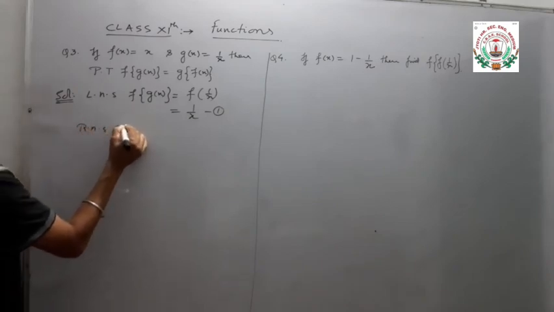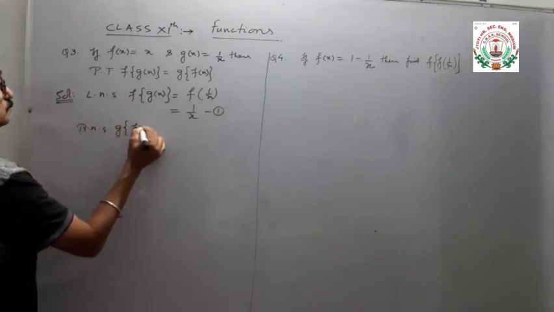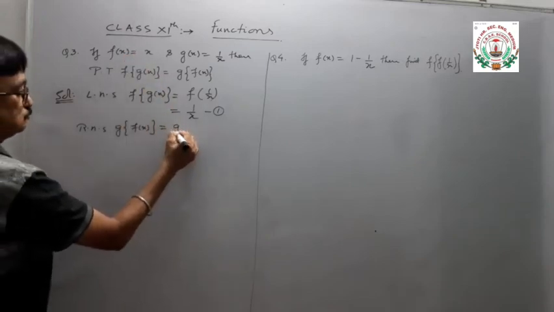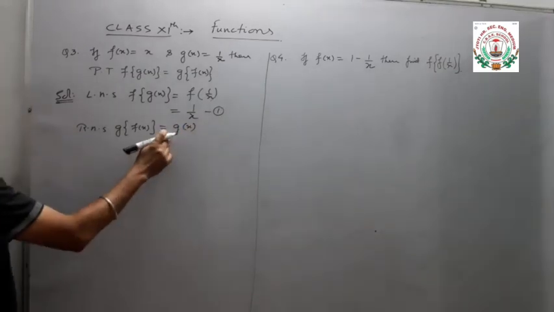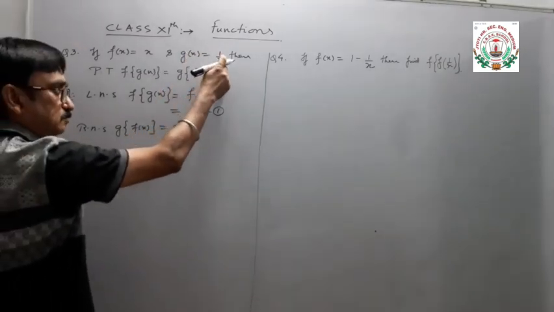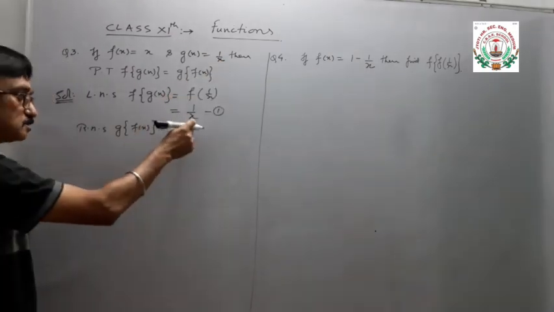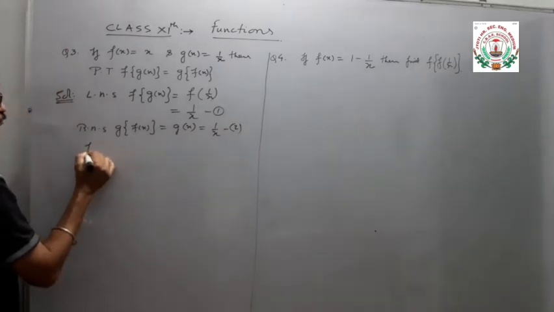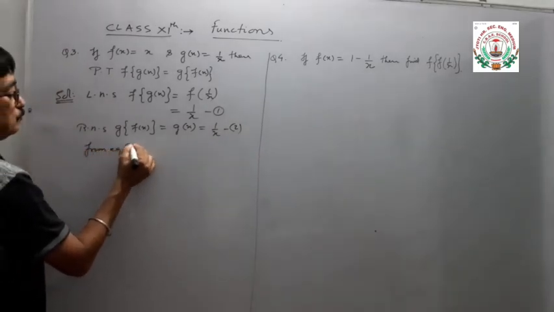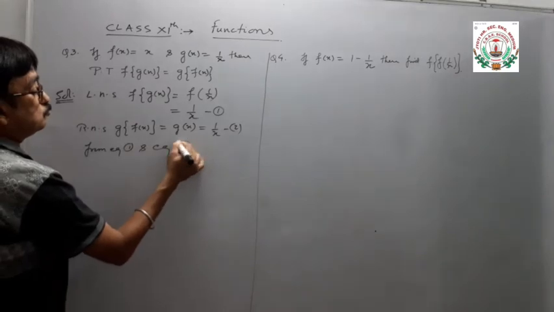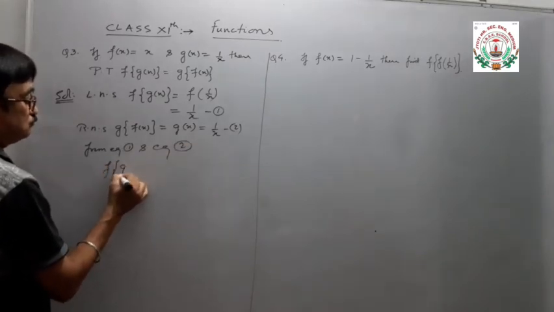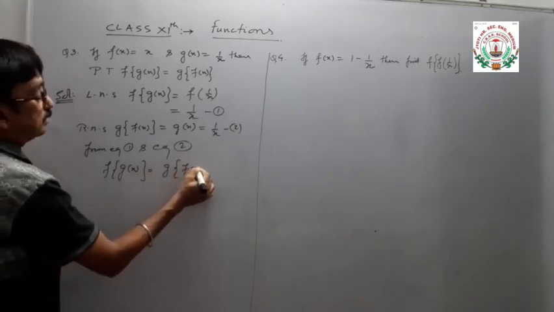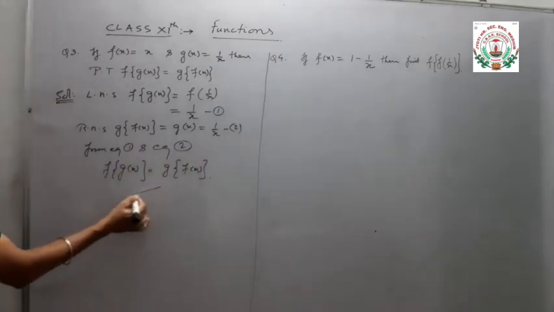RHS. g of f of x. What do you have for f of x? x. g of x. And what is now g of x? That is 1 by x. So in place of x, if we substitute again this value x, we will get the same 1 by x. So from equation 1 and equation 2, we can say that f of g of x is equal to g of f of x. That's all for this question.